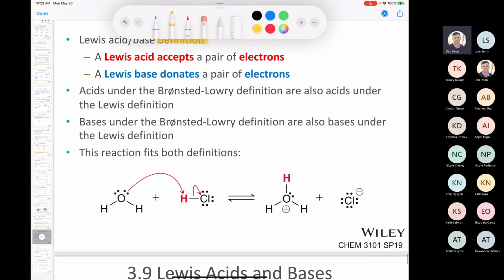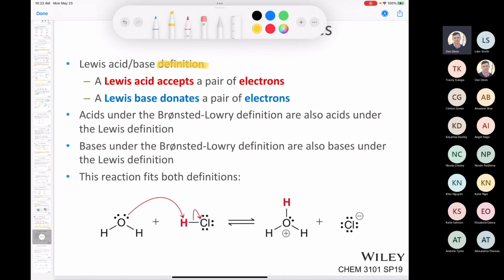Check this reaction out. Here we have hydrochloric acid reacting with water to produce hydronium and chloride. And we know, of course, that this is our Bronsted-Lowry base. HCl is our acid. This is our conjugate acid. And this is our conjugate base.